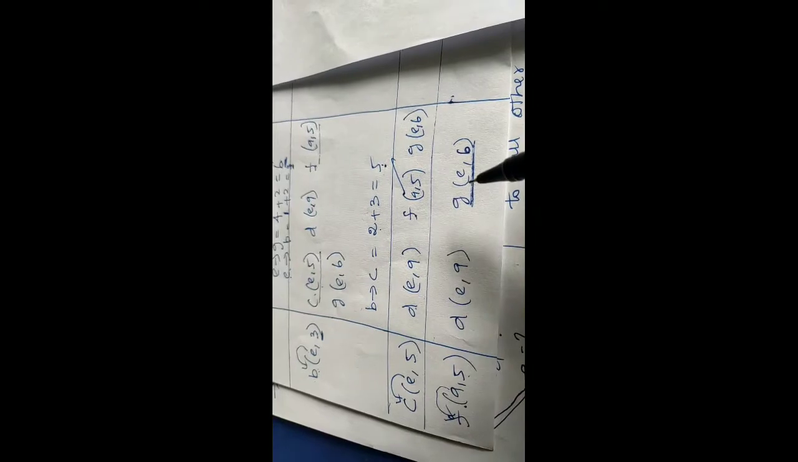So what is the next vertex I need to process? The next vertex G has the minimum distance, 6. So that should be processed as the next minimum vertex. So let us take the next vertex to be processed, G of E, 6.